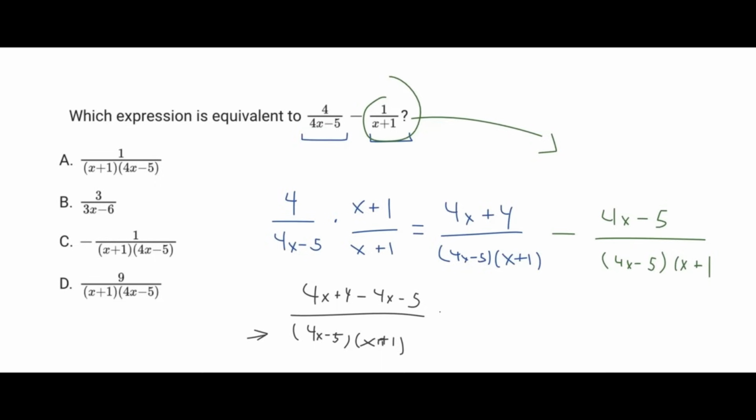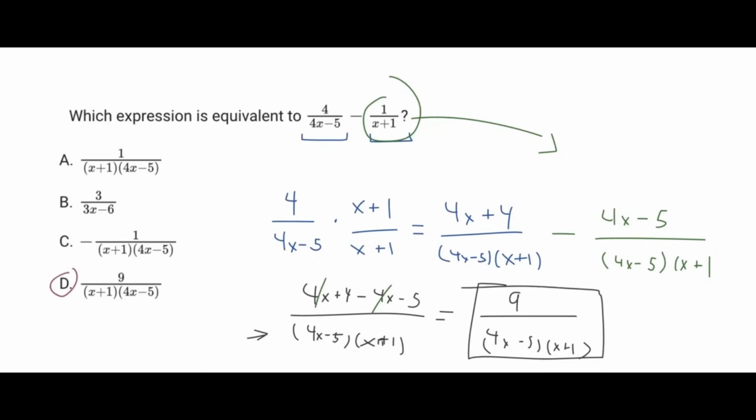So let's just evaluate the top part, right? With 4x minus 4x, those two are going to cancel, so that's just going to be 0. But now in our case, we have 4 minus negative 5, so we're really just adding 5 to 4. That's going to be 9. So you have 9 on top, and then 4x minus 5 times x plus 1. Really messy, but whatever. And so we have our equivalent expression right here, and we can see that actually matches up with answer choice D, and therefore that is our answer.